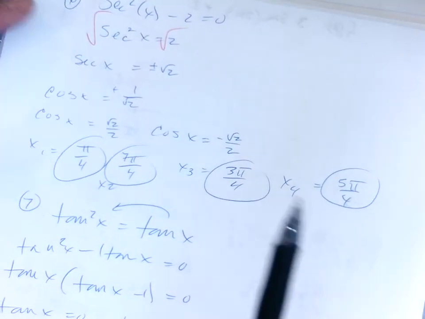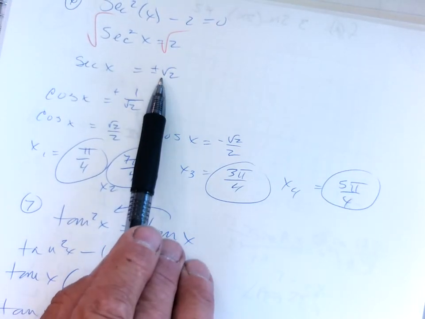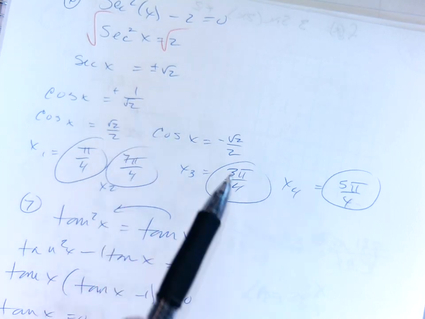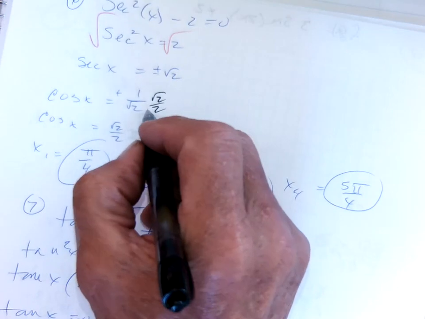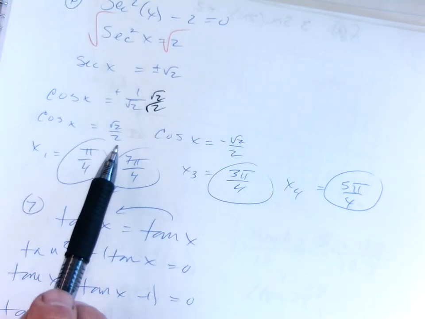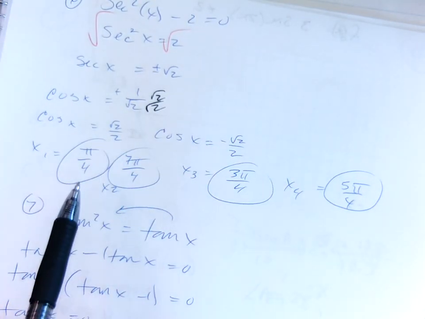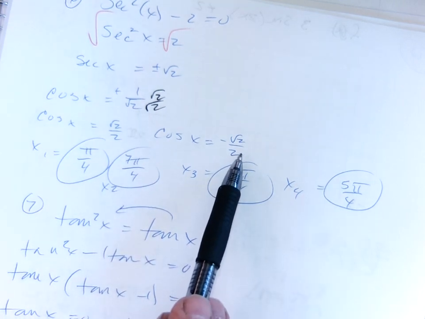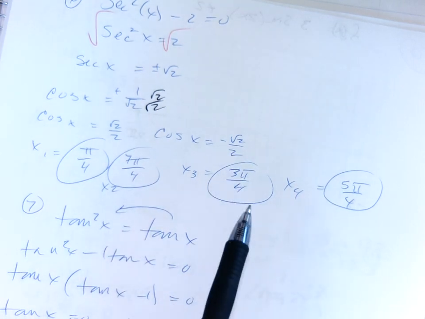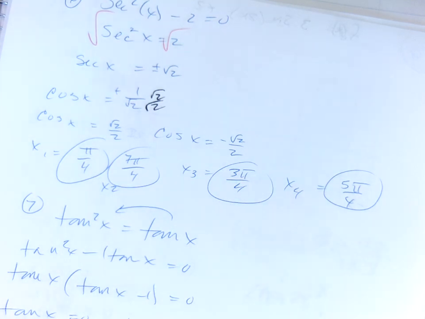Number 6, added 2, square rooted, it's square root of 2, but when I flip it, it becomes 1 over square root of 2 over 2, but if you rationalize that, it becomes square root of 2 over 2, which is all over the unit circle. So we've got cosine square root of 2 over 2 is pi fourths, 7 pi fourths. Cosine negative square root of 2 over 2 is 3 pi fourths and 5 pi fourths, okay?